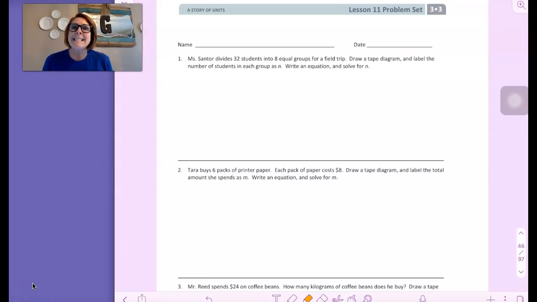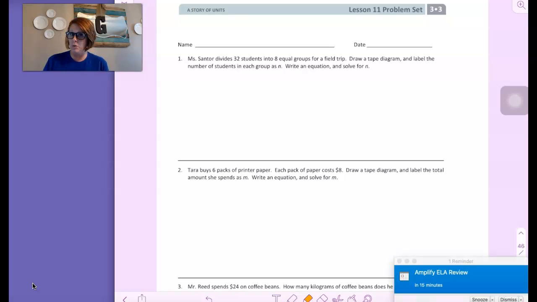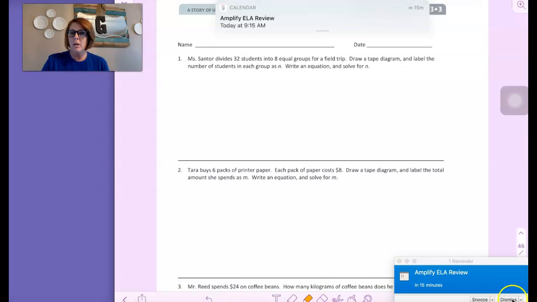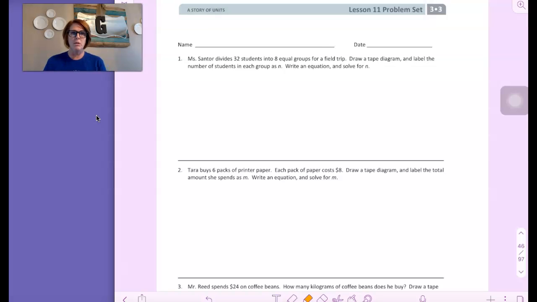Hi, boys and girls. This is lesson 11 problem set. We're going to be using tape diagrams to represent figuring out the unknown in multiplication and division stories. So we are going to do a few together, and you're going to do some on your own. So let's take a look at number one.